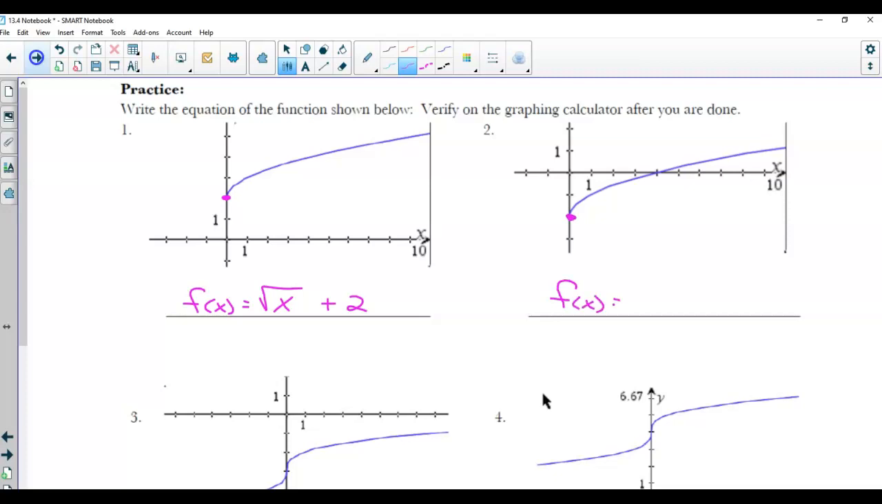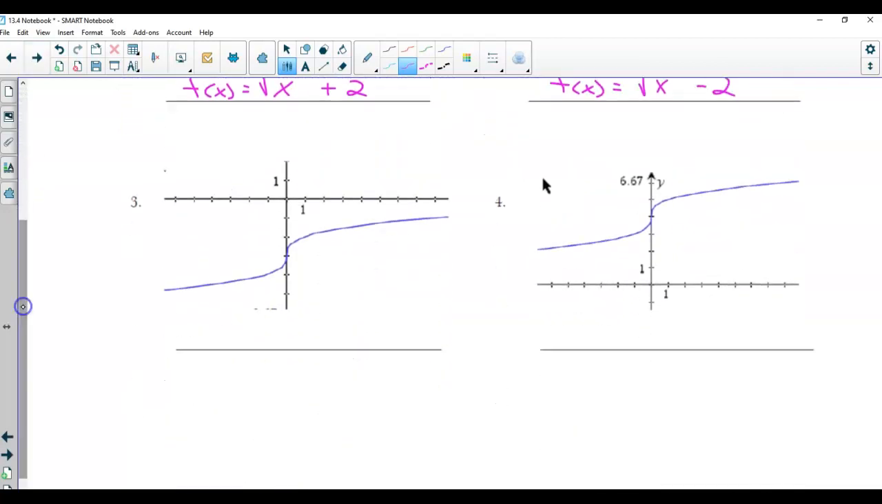So f of x equals, it didn't move horizontally at all. So I'm not going to add or subtract anything underneath that root. But it did go down 2, so that's why I'm subtracting 2. And the same on these. Here's my starting point. Here's my starting point.